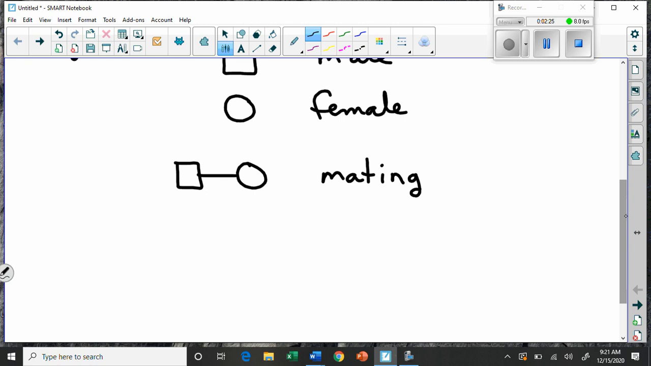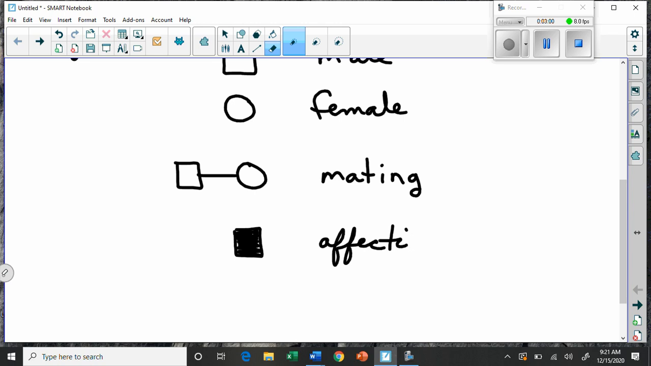Now, when the box is open like this, or not colored in, it means that they're of normal phenotype, okay? When the box is colored in on the pedigree, that's what we call an affected male. In other words, they're exhibiting the recessive phenotype, whatever the condition or the trait might be. So affected is what I meant to say.